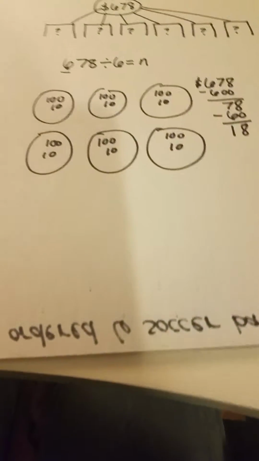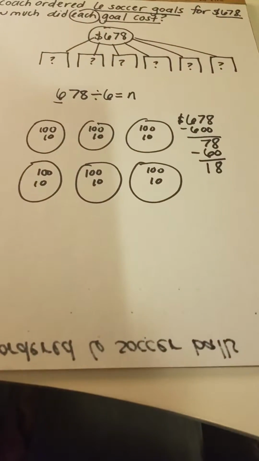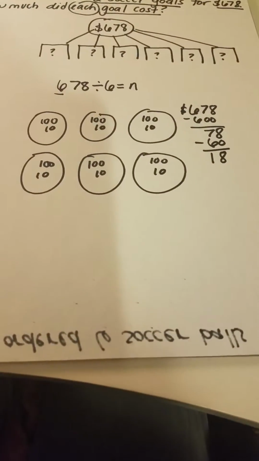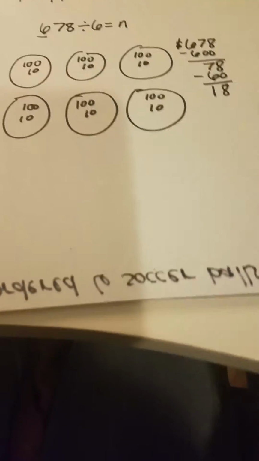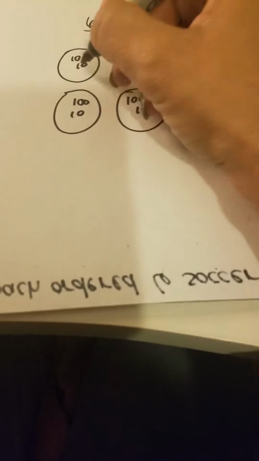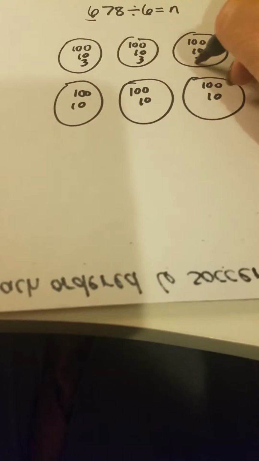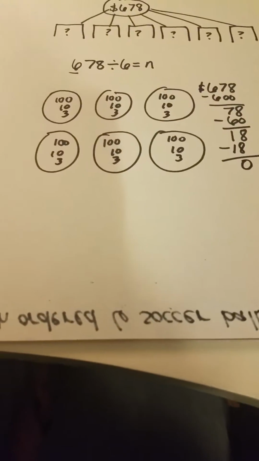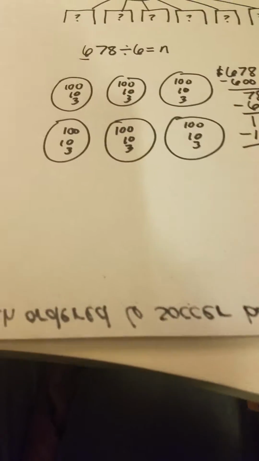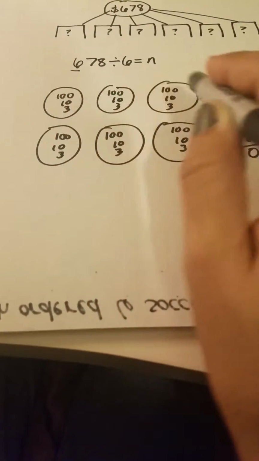So if you know your times tables well and your basic facts, you should know that 6 times 3 equals 18. And since I have 6 groups, if I give 3 to each group, that will equal 18, and I'm down to $0. So that means I broke apart all $678 into 6 groups.